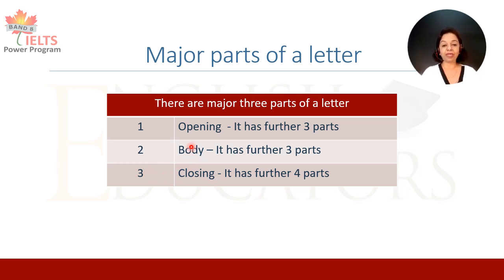The opening of a letter has three parts, which we are going to learn, and similarly the body of a letter has three parts, whereas the closing has four parts. So 3, 3 and 4, in total there are 10 parts of a letter, and we are going to learn about all these parts one by one in the next slides to come.